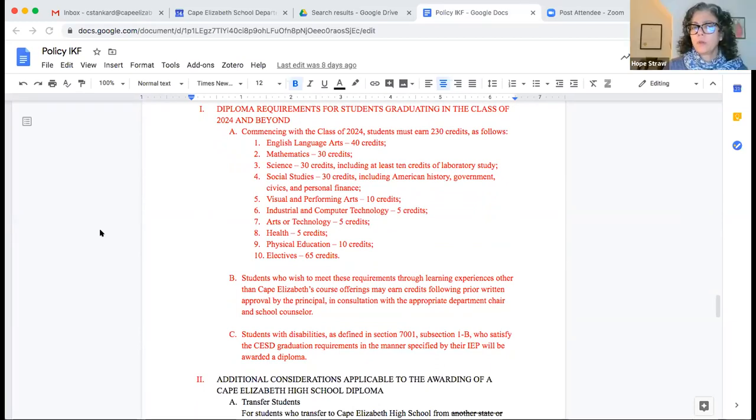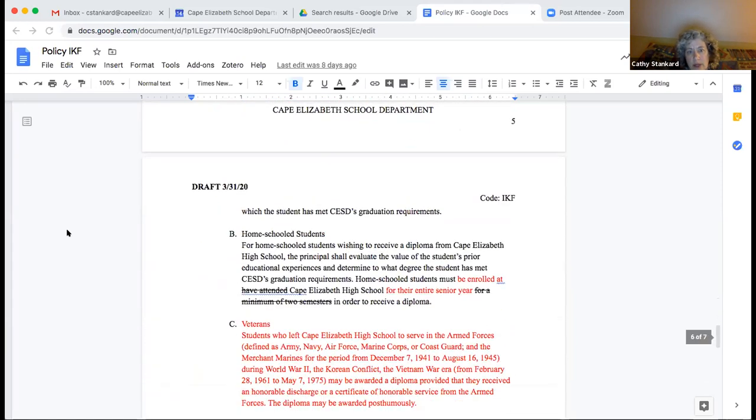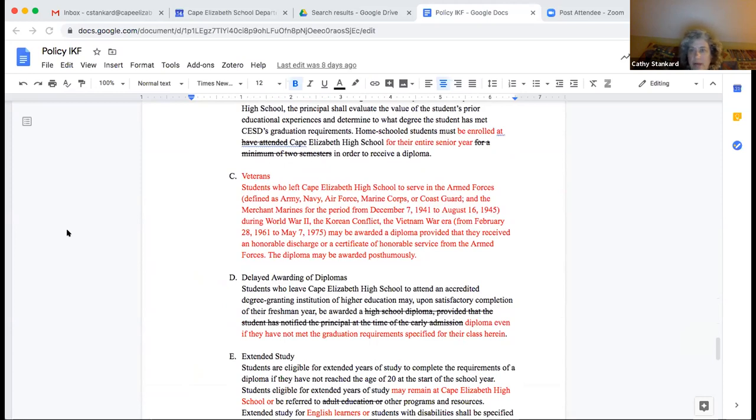So in addition to the restoration of the credits, but bearing in mind that we are retaining that connection to the Maine learning results, we also added in language for students who are identified for special education, that the requirements specified inside their IEP would be their graduation requirements. And then we retained the language around multiple pathways so that students are able to earn credit in a variety of ways and not just through courses at Cape Elizabeth High School. And then we also added in language that's statutory that had just not been added before around veterans who left in order to serve in an armed conflict being able to earn a Cape Elizabeth High School diploma.